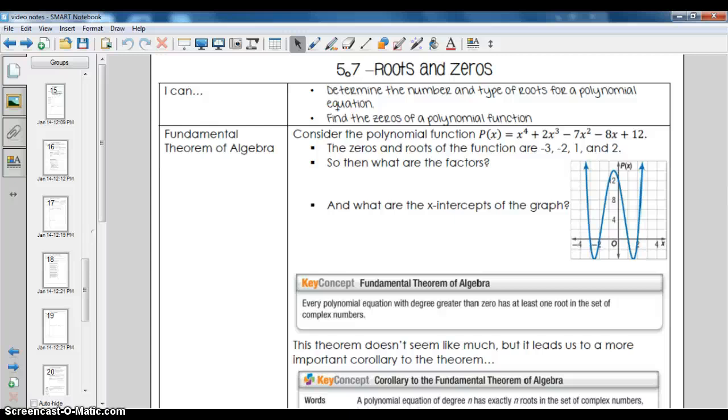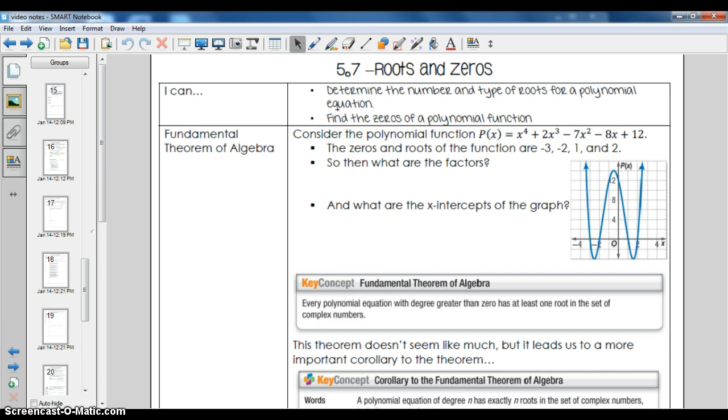All right, so we're actually going to turn to page 26, and we're going to do lesson 5-7, and then we'll go back to the other sections in the same order as your notes after this lesson. So if you're not there, turn to page 26. This is lesson 5-7, roots and zeros.